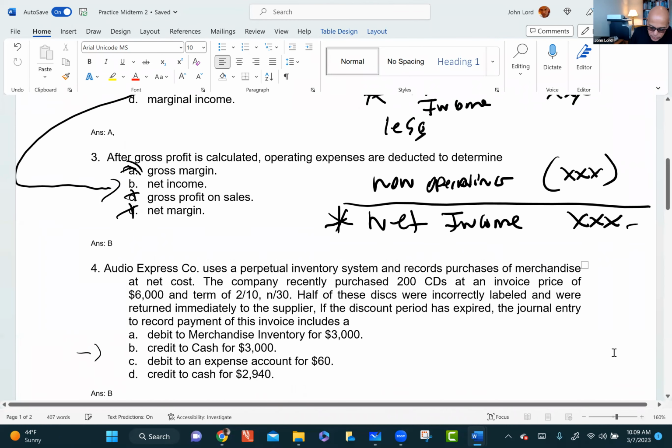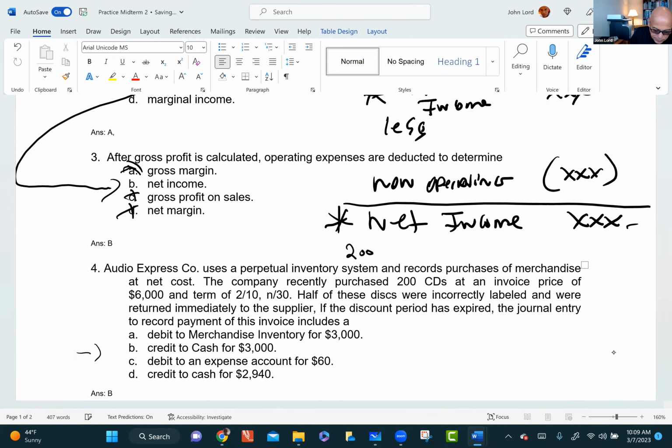Okay, so if I have 200 CDs, and I purchased them, they tell me that I purchased them at 6,000. Then I'm going to debit my inventory for 6,000, and I'm going to credit my accounts payable for 6,000.